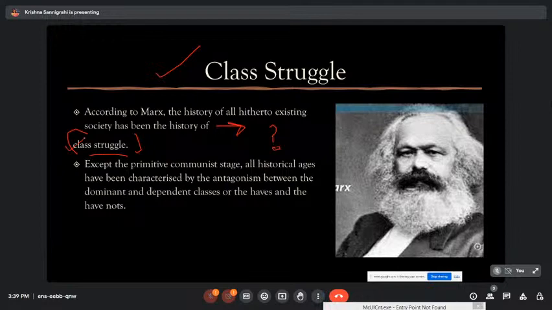Right? So, except the primitive communist stage, all historical ages have been characterized by the antagonism between the dominant and the dependent classes, or the haves and the have-nots. So, the concept of have and have-not has been there for ages, and the clash between the haves and the have-nots has also been an important part in which history has progressed.